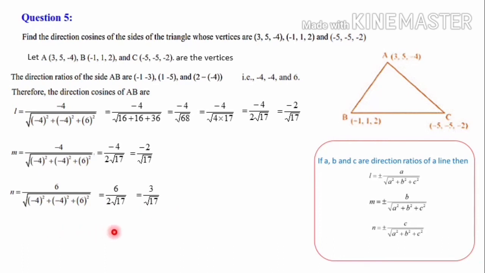Now the direction cosines of BC and CA. There are the remaining two sides, BC and CA. Like this, first you will calculate the direction ratios using x2 minus x1, y2 minus y1, z2 minus z1. Then by using the formulas l is equal to a by root of a square plus b square plus c square, and similarly for m and n, you will calculate the direction cosines of BC and CA. This one you will do as homework.